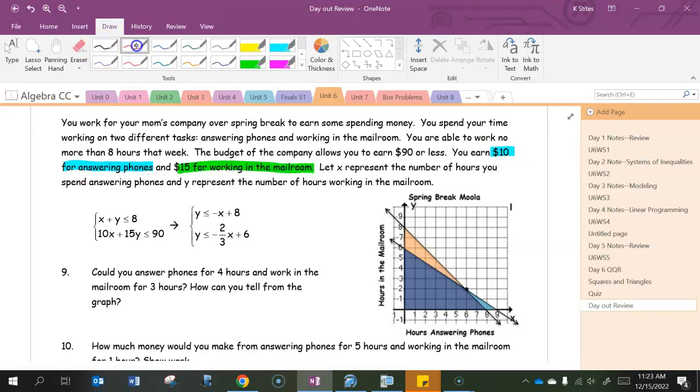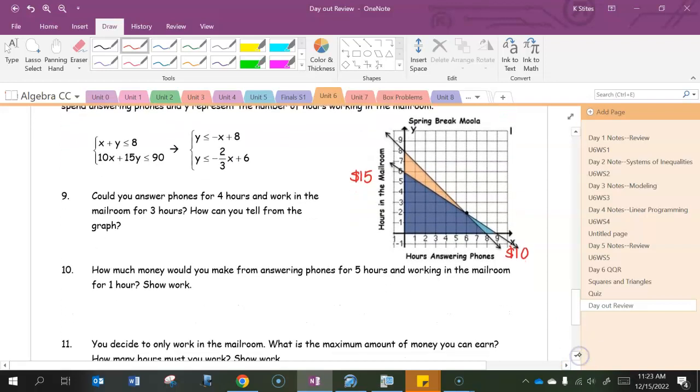I'm going to go ahead and label those on my axes real quick. So mailroom is $15 and answering phones is $10. X is the number of hours you work answering phones, and y is the number of hours working in the mailroom. So if you notice, we already have our equations written down here. Okay, and now what we're just going to go ahead and do is start answering these questions. Okay, because we've gotten these graphed as well.